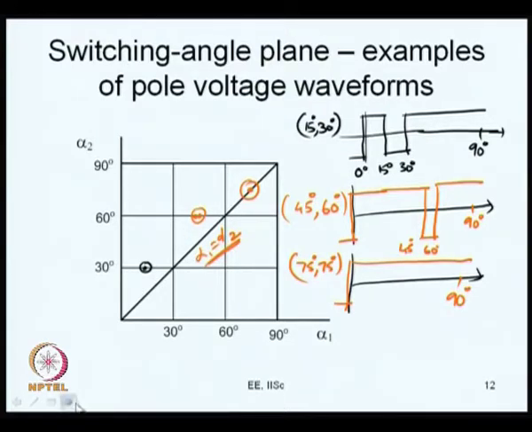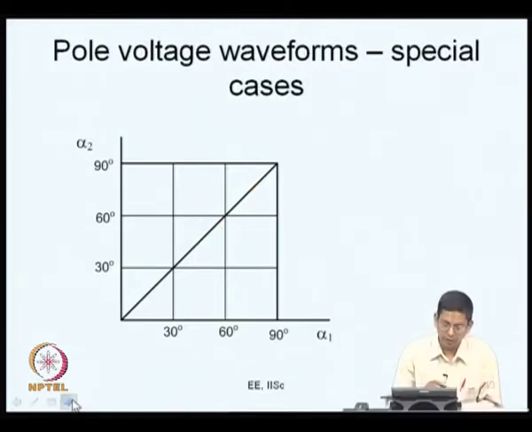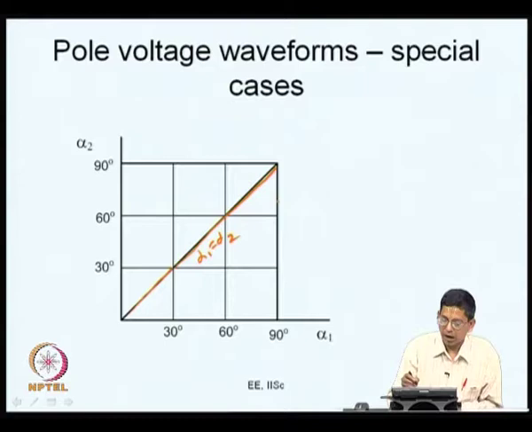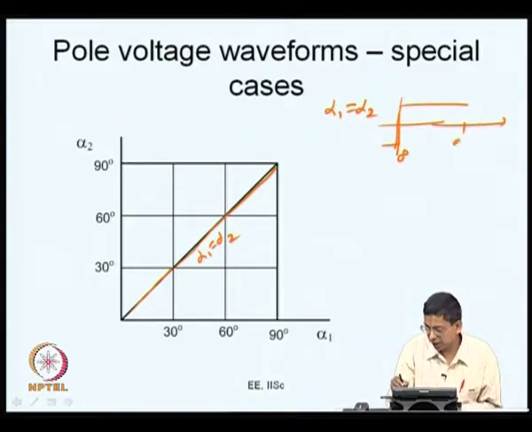So, these are some examples of pole voltage waveforms. Let us move to some special cases. One special case is something that I have already indicated, that is this line alpha 1 is equal to alpha 2. When alpha 1 is equal to alpha 2, you have a square wave, which we just saw. At 0 degree it switches, and till 90 degrees it is high. This is a square wave.